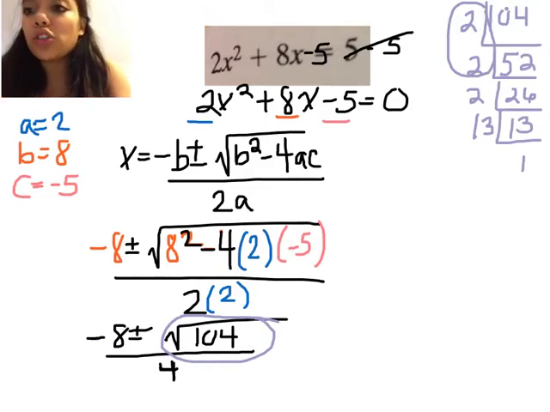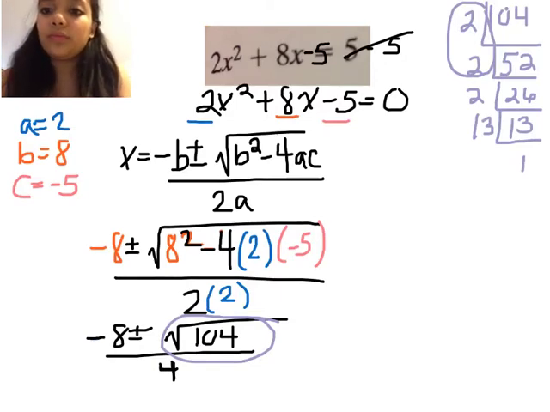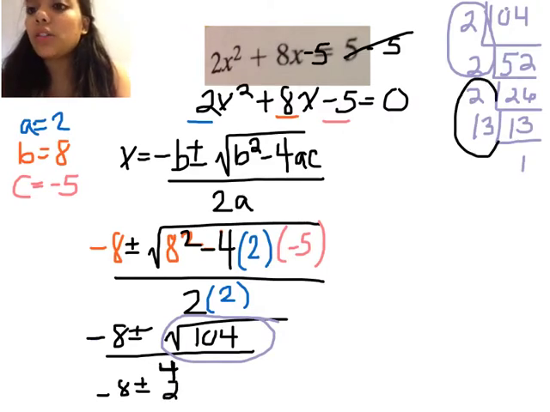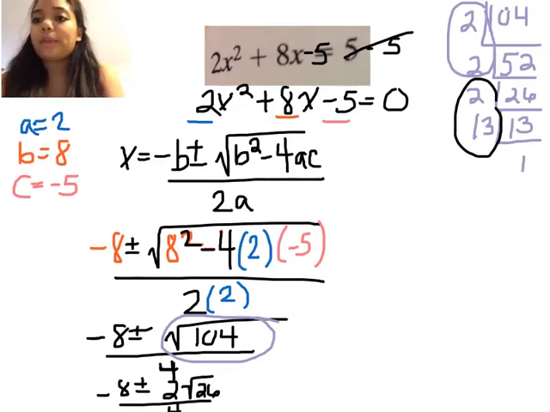So my new equation will read negative 8 plus or minus the square root, so I have my 2 on the outside, and then 2 times 13 is 26. That's what stays inside, all over 4. Okay, so you're not finished yet. What you need to do now is you can simplify this even more.